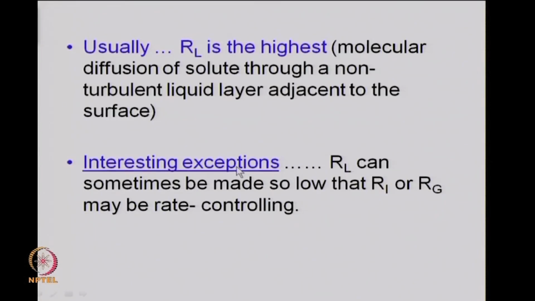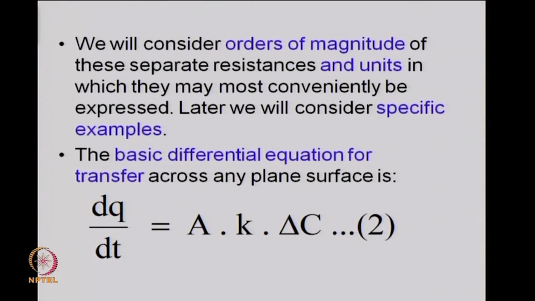However, there can be exceptions. We can sometimes make the liquid phase resistance so low that unexpectedly Ri or Rg, the interfacial resistance or gas phase resistance, could become rate controlling. We will see how.